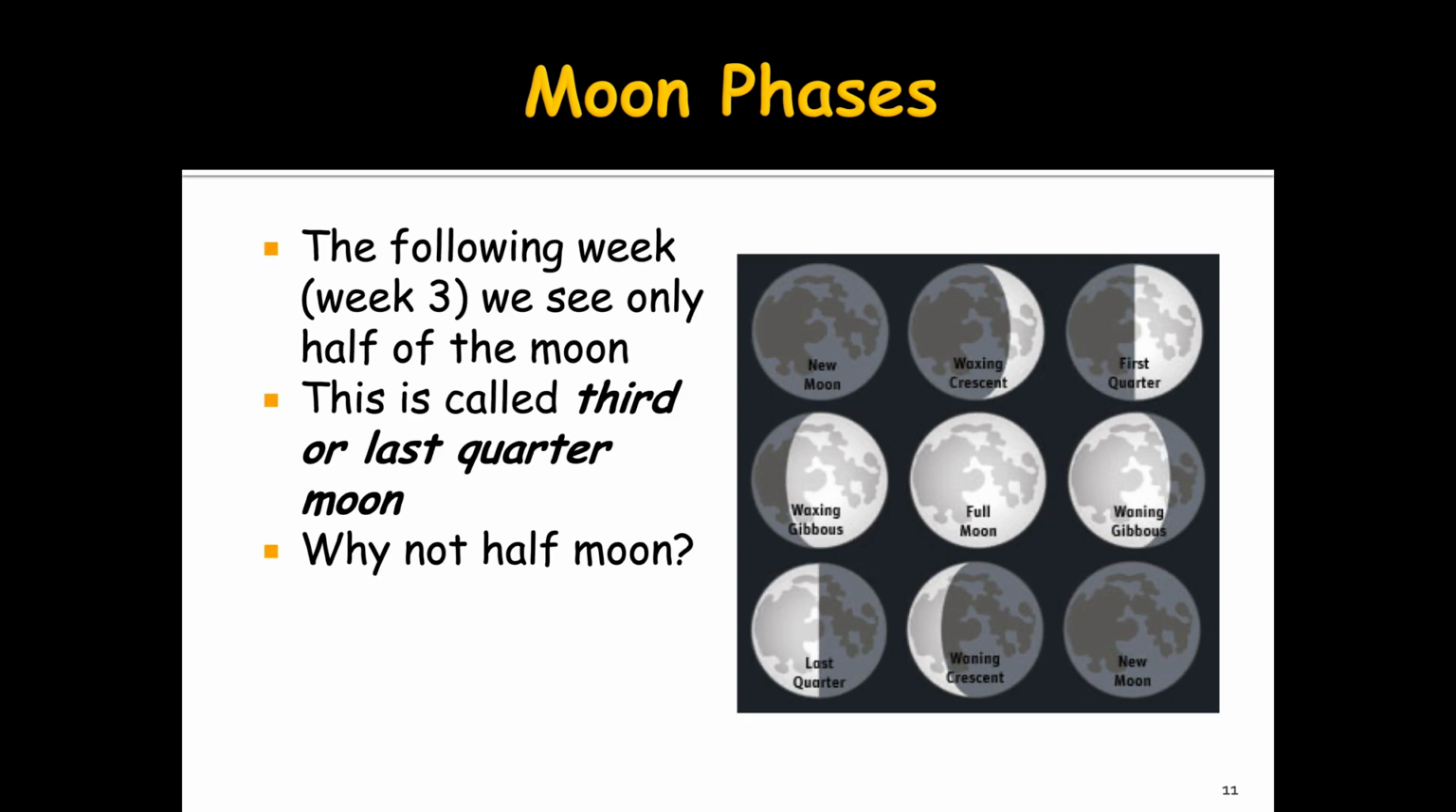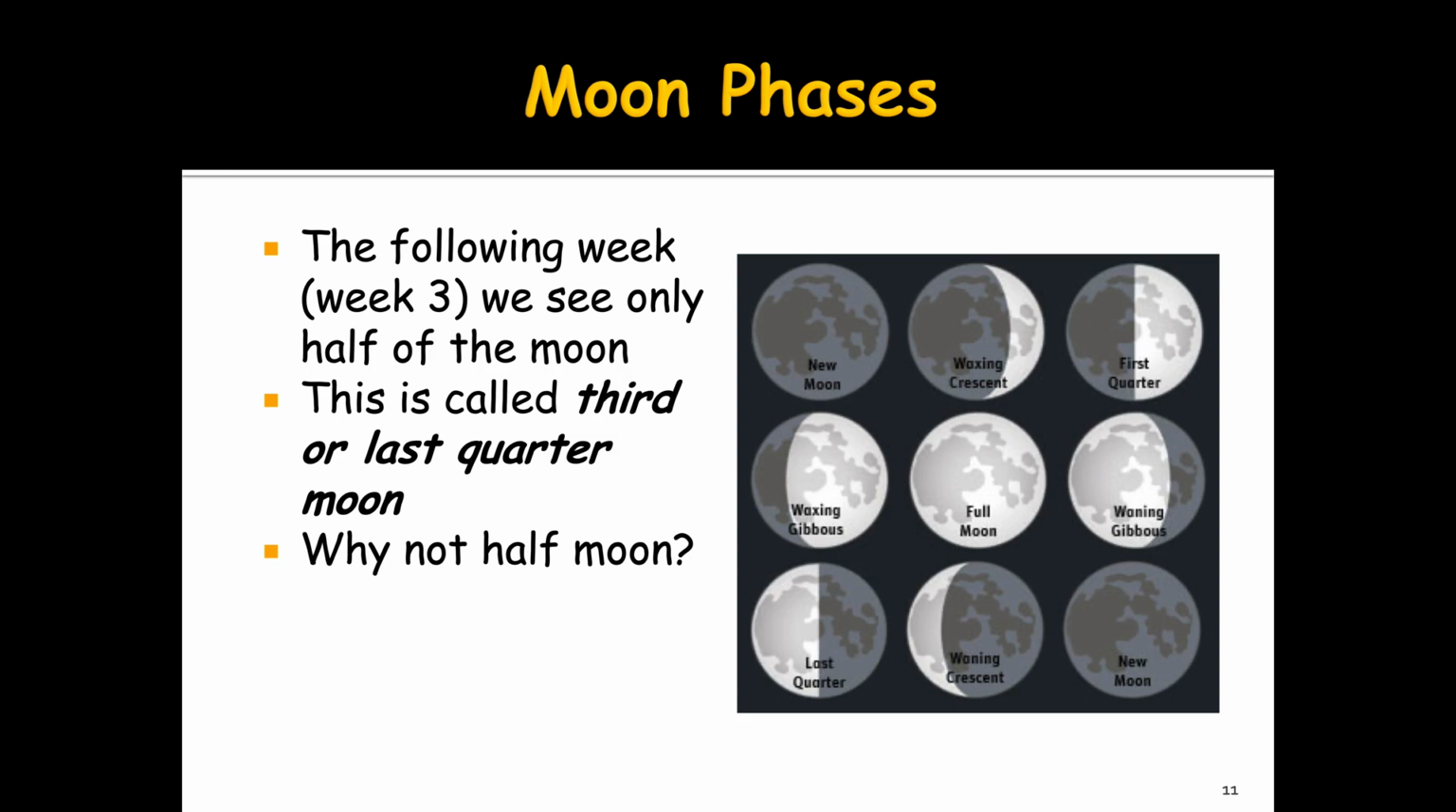Another thing that I want to kind of show you here is look at last quarter and first quarter. Some kids will say, yeah, they're the same. We're looking at half that illuminated half. Well, what's different? If you look closely, you'll see in the first quarter, you've got light on the right. And if you look at the last quarter, we've got light on the left. So those are very, very similar looking, but basically flip-flopped, right? Or sort of a mirror image of each other there.